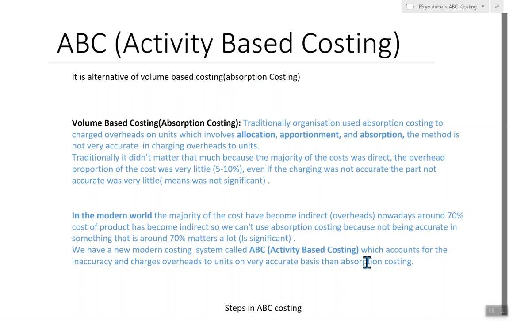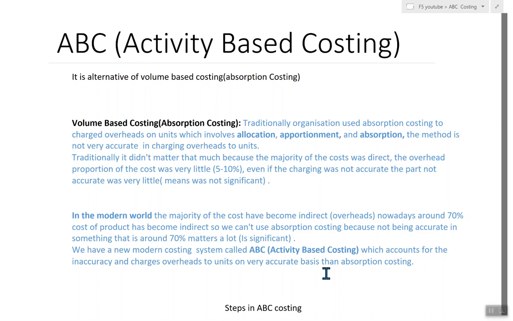But in today's modern world, the cost structure has shifted. Most of the cost is overheads. About 70% of some products' cost is overheads. So if we use absorption costing with labor hours or machine hours, dividing overheads based on that is not going to be very accurate. That's why we have a more complex system, activity-based costing, which recognizes the activities used in different organizations and then charges overheads based on those activities. So the reason for ABC costing is overheads becoming larger and the need to find a more accurate cost.